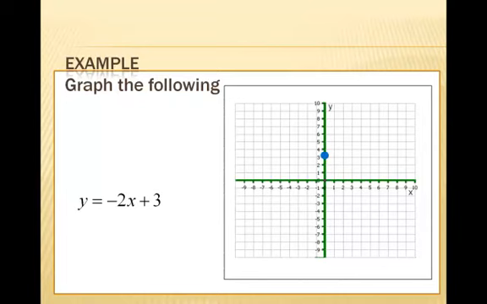Now from this point, I want to go down 2 units and then to the right 1. Now, the reason why I'm going down is because we have a negative slope here. So down 2 units and to the right 1. This will give us a second point on our graph. Well, just like before, go ahead and draw a line between those 2 points, and then we have our line.